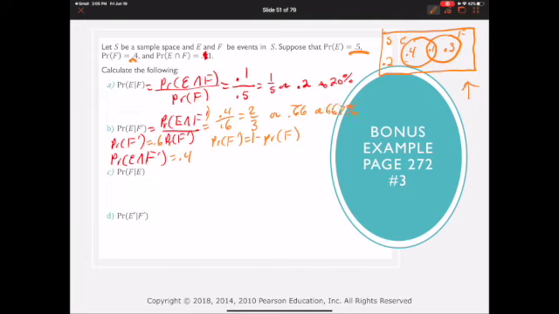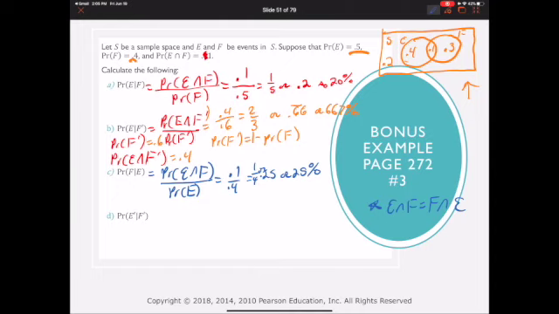Okay, let's change colors. Blue. I want to know the probability of F given E. Remember what I said in the last slide, that E intersect F is the same set as F intersect E. So this is going to be the probability of E intersect F over the probability of E. So I have 0.1 over 0.4, which gives me 0.25, 1/4, or 25%.